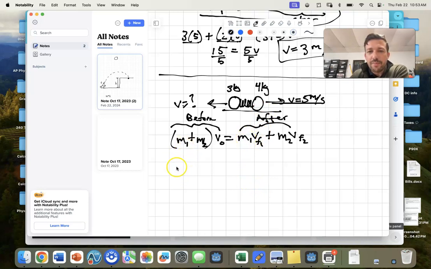Okay, so the masses were 3 plus 4, and the initial velocity. Well, initially it wasn't moving, it was stuck together, so our initial velocity was 0. And this is going to be the case for a lot of these explosion type ones.